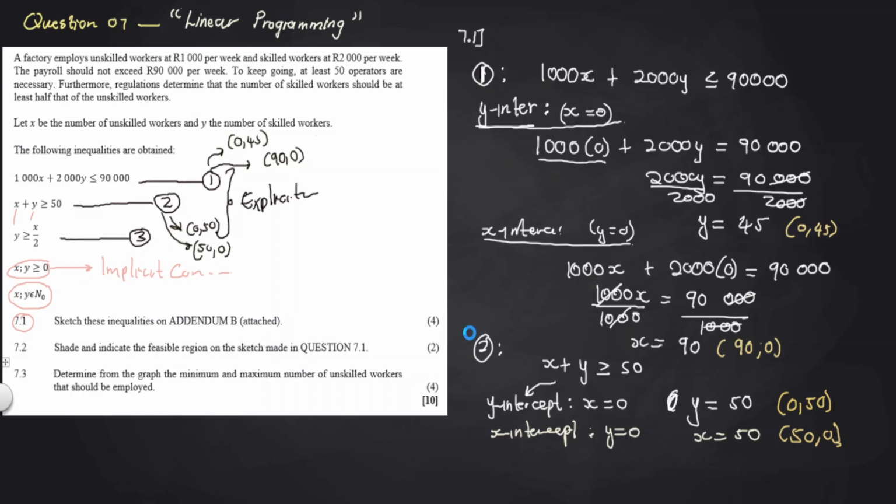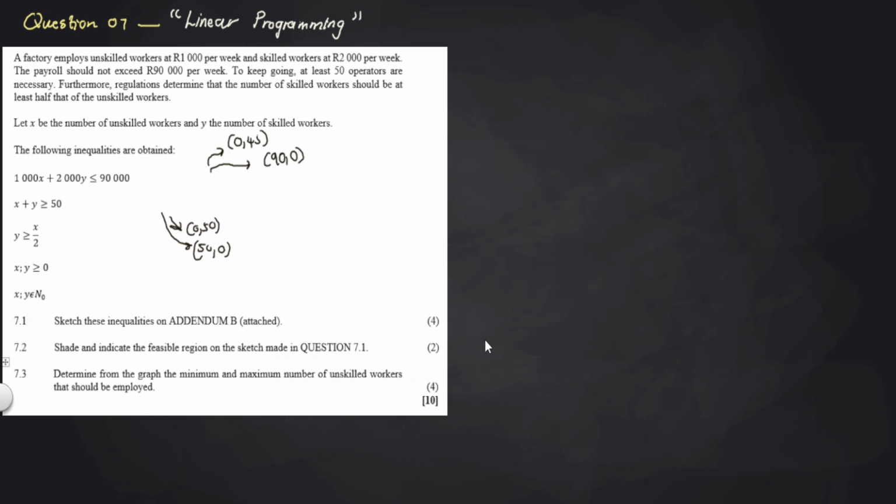Okay, now let me hide these calculations. This is constraint 1, constraint 2, and constraint number 3. I want to discuss this one alone, without the mess on the previous slide. y greater or equal to x over 2. We want to find the x-intercept as well as the y-intercept.